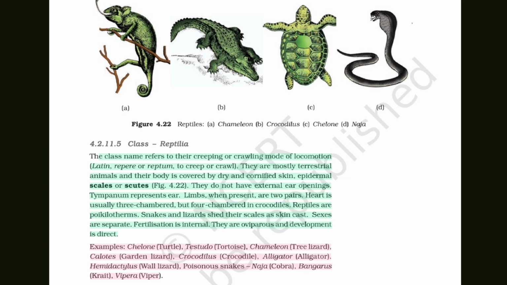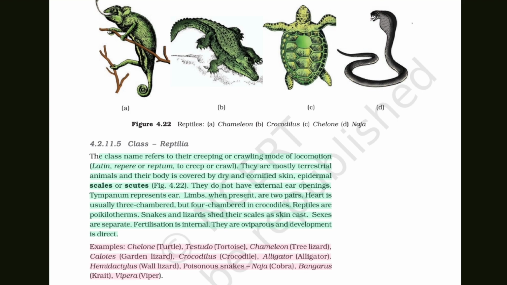4.2.11.5 Class Reptilia. The class name refers to their creeping or crawling mode of locomotion, Latin, repere or reptum, to creep or crawl. They are mostly terrestrial animals and their body is covered by dry and cornified skin, epidermal scales or scutes, fig. 4.22. They do not have external ear openings. Tympanum represents ear. Limbs, when present, are 2 pairs. Heart is usually 3-chambered but 4-chambered in crocodiles. Reptiles are poikilotherms. Snakes and lizards shed their scales as skin cast.